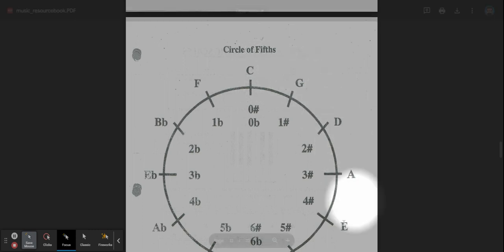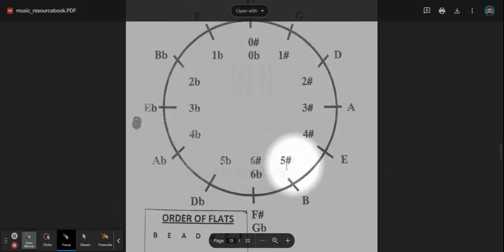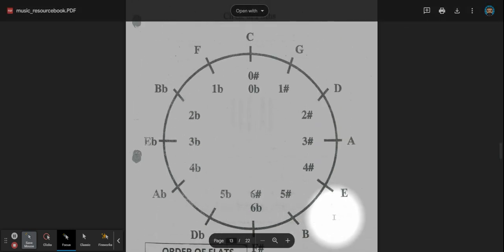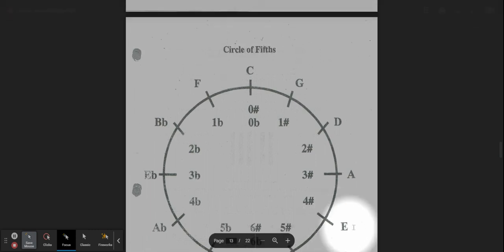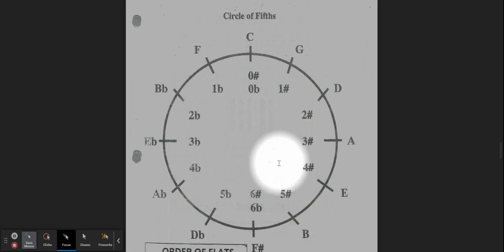Because you're seeing a lot of letters, you're seeing some numbers, and you're seeing some hashtags or sharp symbols, and order of flats, order of sharps. Okay, so this is one single page in the packet. Now, most of the time I hand out a page that is a circle of keys, which is organized a little bit differently, and it has the scales written on the bottom of that page. If you're not one of my students, that's usually what I hand out.